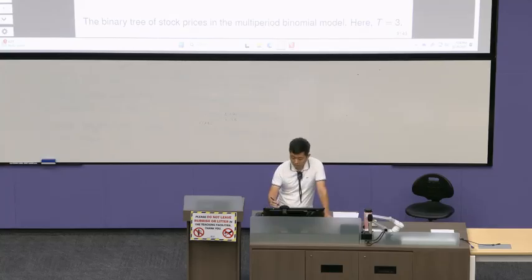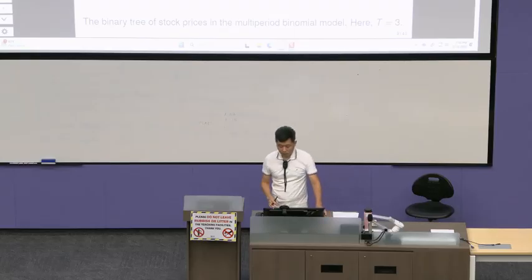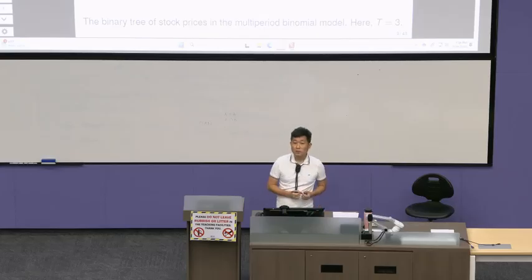Okay? And further, you get t equals 3. And at the end, you get 4 points. Right? You got 4 points. Are we able to solve to get an option price? How do we get an option price from this binomial tree?